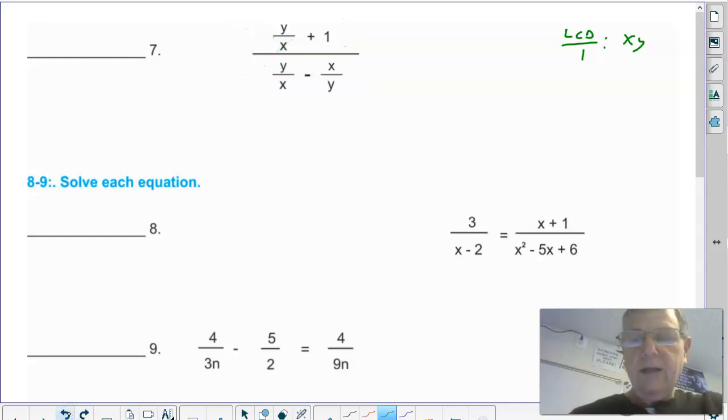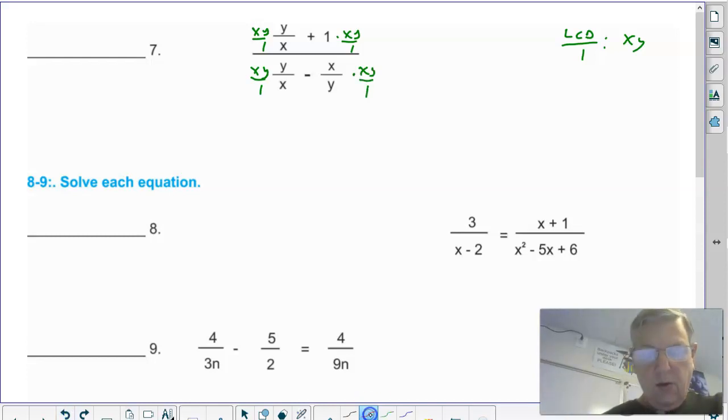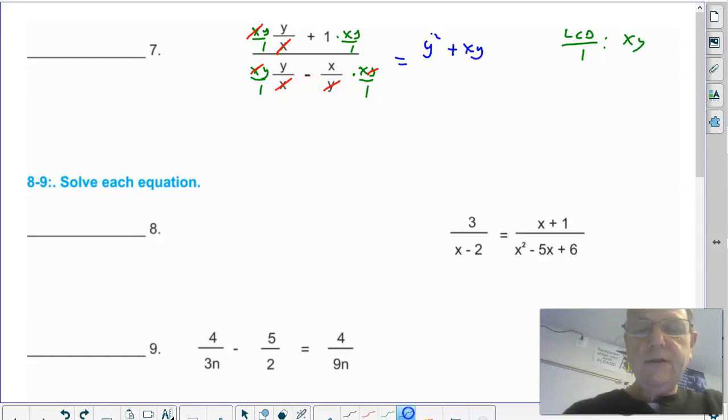So let me show you the way I like to write it. I like to go xy over 1, xy over 1, xy to every term. xy, I'm already distributing. Now I don't make that mistake. x's are gone, x's are gone, y's are gone. Okay, let's see where we're at. Top, y times y is y squared plus xy. Bottom, y times y is y squared minus x times x is x squared.